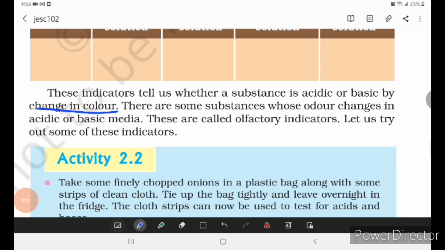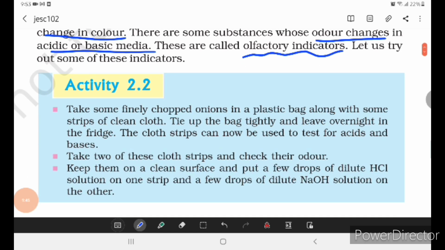There are also some substances whose odor changes in acidic or basic media, and these are called olfactory indicators. So what are olfactory indicators? These are different types of indicators which help in detecting whether the given substance is acidic or basic without tasting it. The alternative for tasting is the change in color and also the change in odor. So with these two criteria, we can identify a given substance as acidic or basic. Olfactory indicators help in detecting an acid or base by the change in their odor.